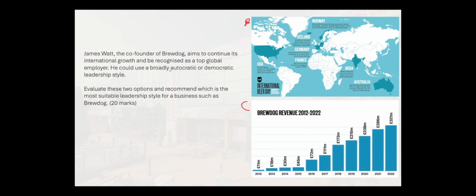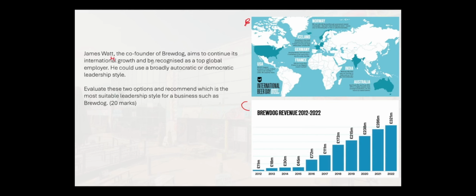So here's the 20 marker, standard 20 mark structure. We need to identify the hook. We need to identify the two different options and see what sort of knowledge we need to demonstrate for those. And also in the hook, we might need to demonstrate an understanding of that knowledge as well. So there's two definitions definitely, and possibly a third, which will be talking about, for example, international growth. So, co-founder of BrewDog aims to continue its international growth. Well, that's clearly going to be our hook, isn't it?